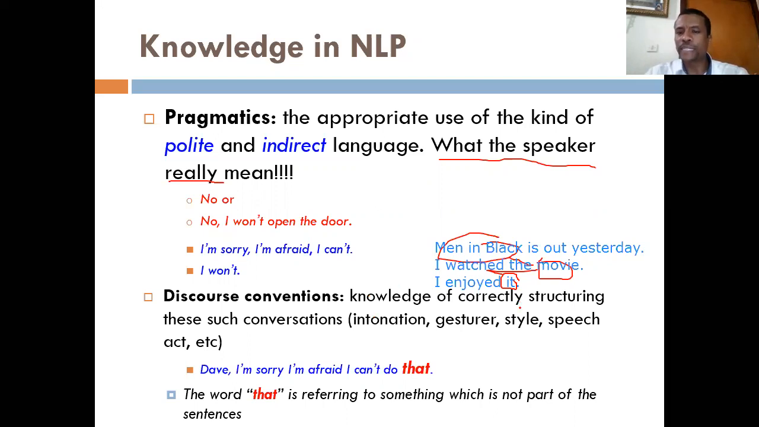Knowledge of correctly structuring these things, like intonation, gesture, style, speech act, all these things is very important. So whenever you say the word "that," as in "Dave, I'm afraid I cannot do that," that is referring to something else, something we were discussing earlier, and that's what we call discourse analysis. Mind you, some of these things, like speech act, actually belong to pragmatics rather than discourse.